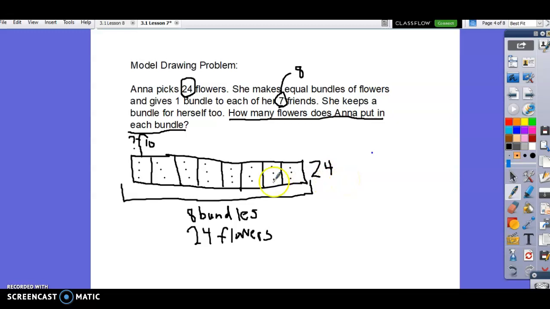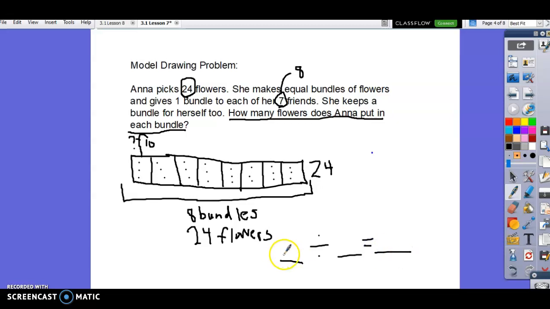So now my question is, how many flowers did she put in each bundle? What would my answer be? Yes, my answer is 3. So now I want to write a division sentence that represents this problem. So we want a division sentence. I want you to pause the video and see if you can fill in the blanks that would match our problem.